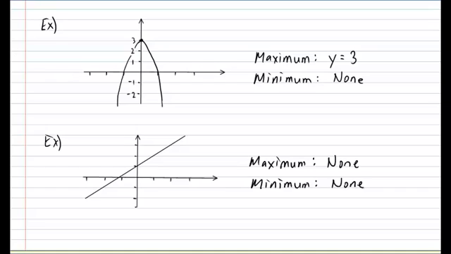And that's all there is to what is meant by the extremes of a function. You are looking for the absolute highest point on the graph and the absolute lowest point on the graph. And keep in mind, sometimes you could have one and the other, and sometimes you could have neither of them.